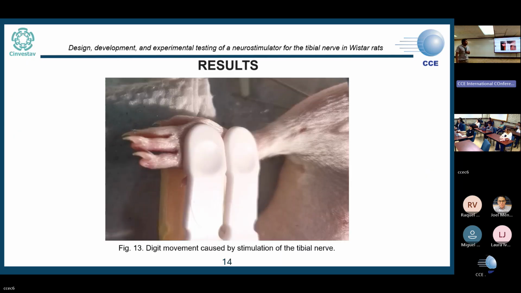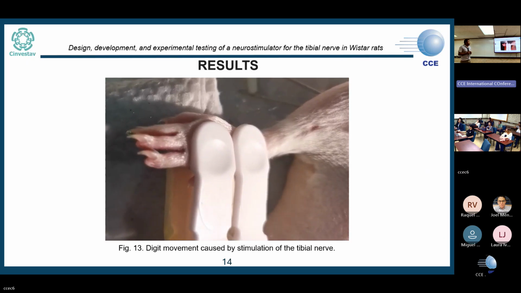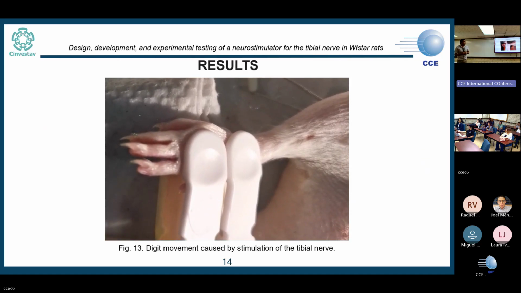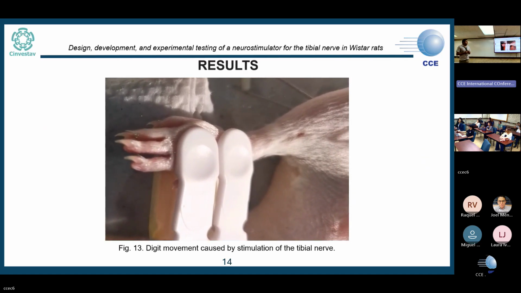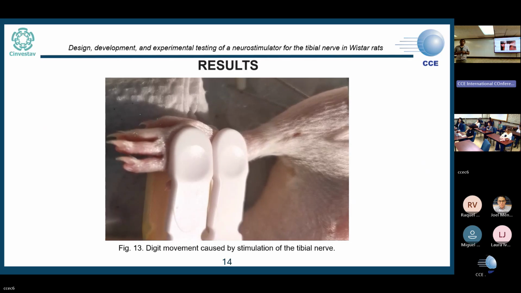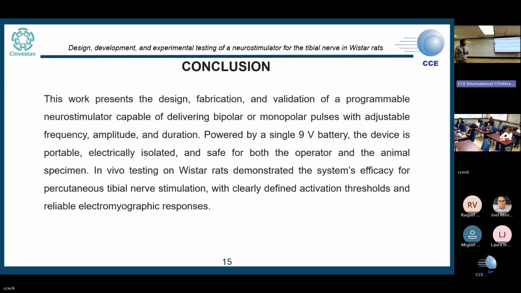And this is a video recording of the application of the tibial nerve stimulation over the animal model. In some papers, researchers report that the activation of some toes on the animal expresses a correct nerve stimulation. So we can see that the device could deliver bipolar or monopolar stimulation and activate the foot of the animal.